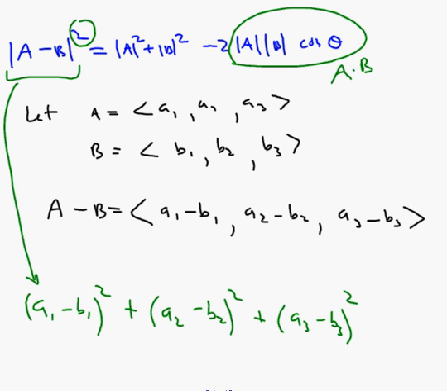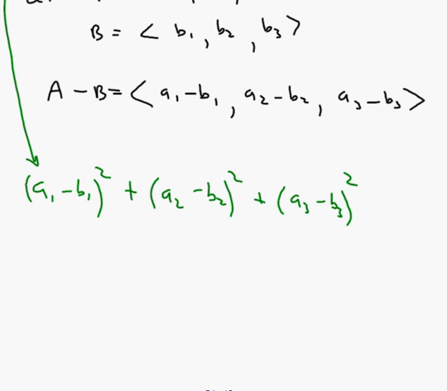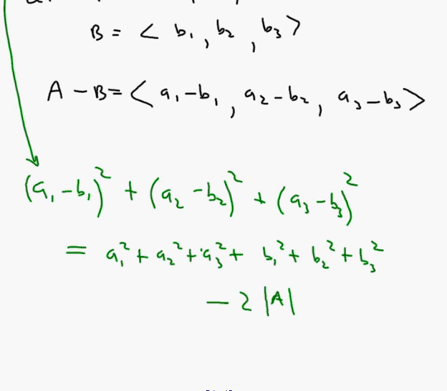Okay. Now let's talk about the right side. We have norm A squared and norm B squared to deal with. That would be the sum of the squares of all the components of A plus the sum of the squares of all the components of B. That would just equal A1 squared plus A2 squared plus A3 squared, then all the components of B squared, B1 squared plus B2 squared plus B3 squared, minus 2 times the norm of A, norm of B, cosine theta.